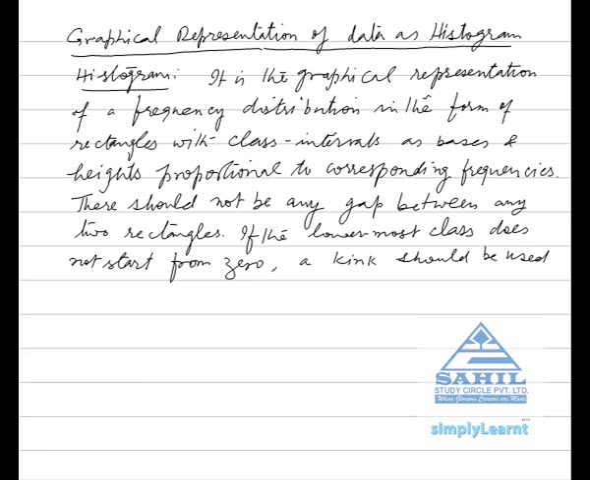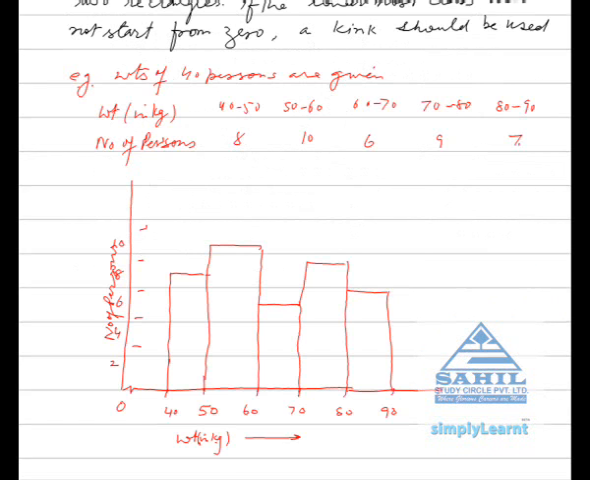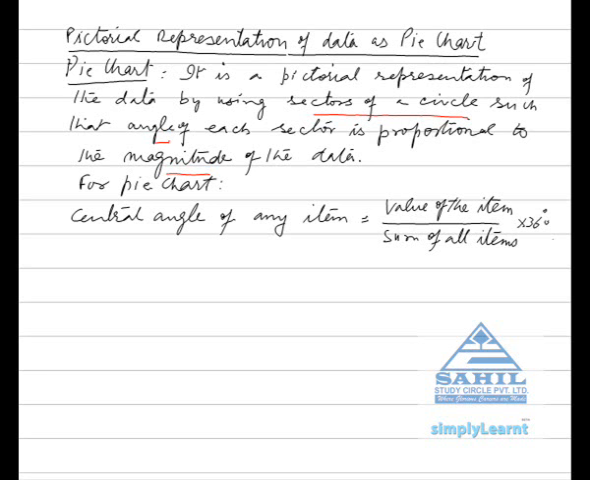If the lowermost class does not start from 0, a kink is used. For example, weights of 40 persons are given below. Weights include class intervals 40 to 50, 50 to 60, 60 to 70, 70 to 80, 80 to 90. The number of persons corresponding is 8, 10, 6, 9 and 7. We use a kink because the data does not start from 0, it is quite away from 0. Now, there are 5 classes and 5 rectangles in the figure, which makes a check of the given data.